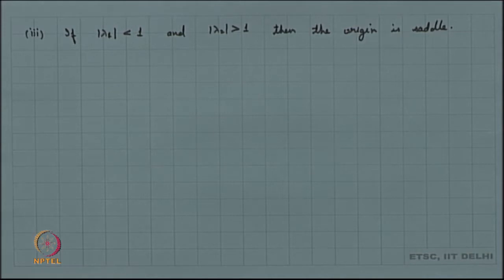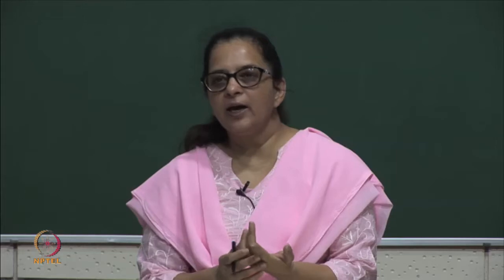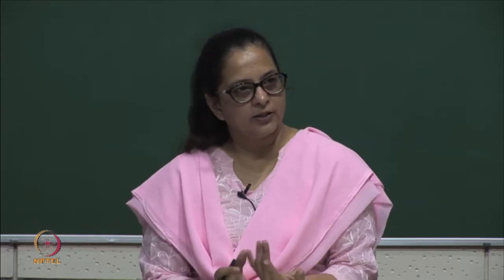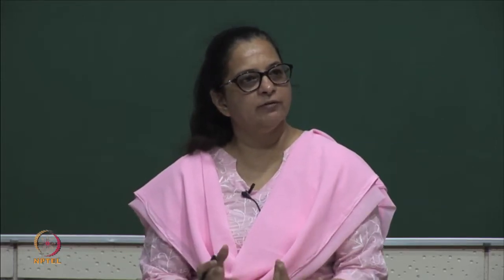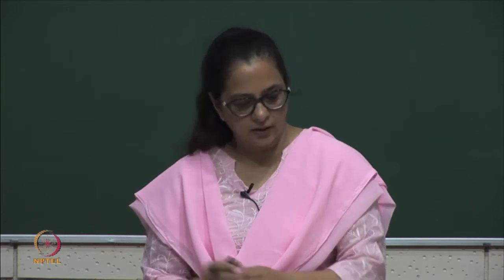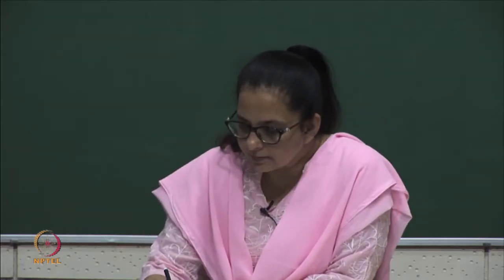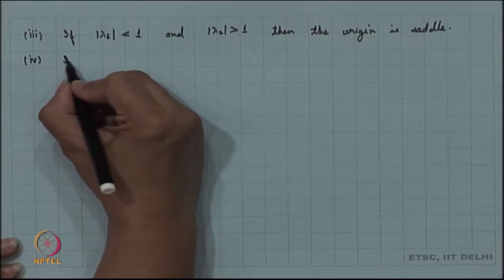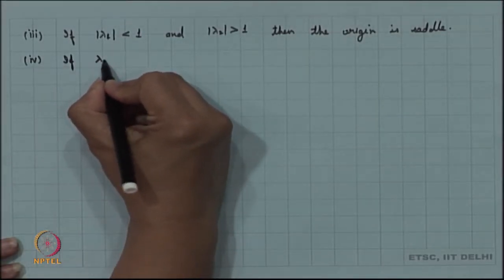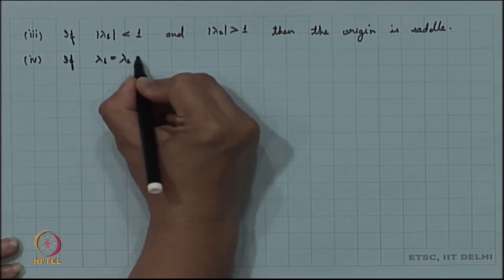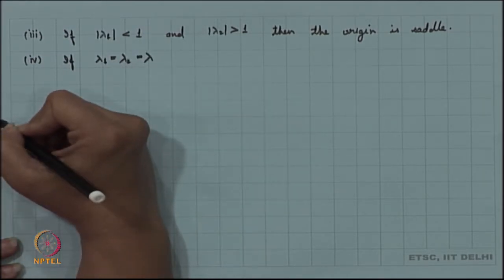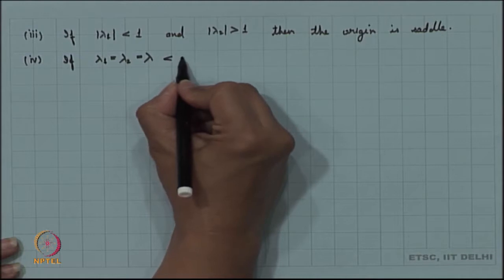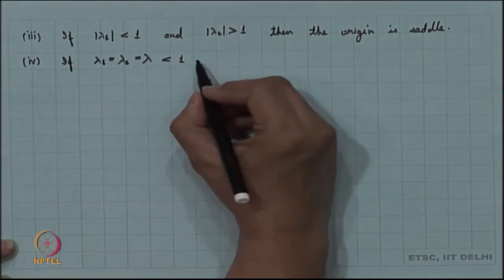And we are left with the last sub case because we are working with a diagonal Jordan form. The last sub case is when both the eigenvalues are the same. So, the last sub case is if your lambda 1 is the same as lambda 2, which is the same as lambda, and let us assume that this is less than 1, then the origin will be a sink.